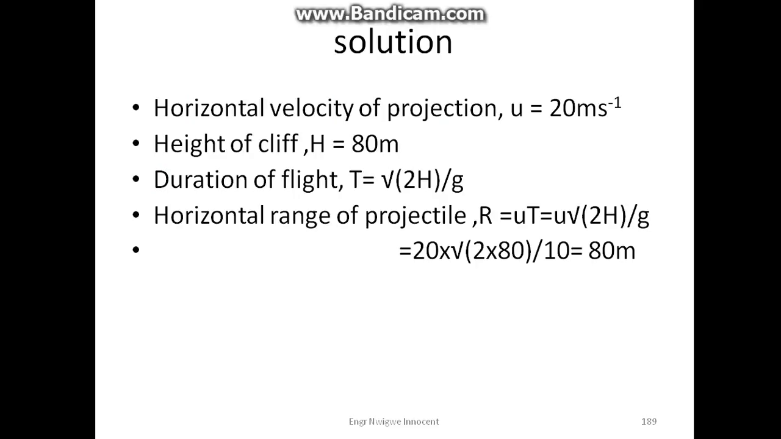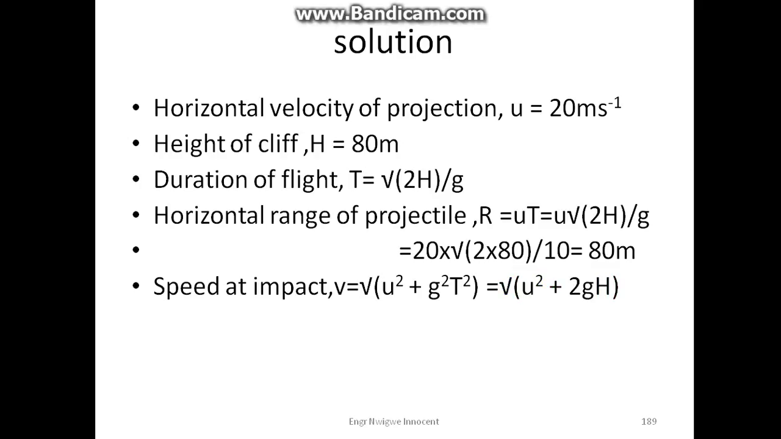which is equal to 80 meters. Speed at impact V equals square root of u squared plus g squared T squared, which is also equal to square root of u squared plus 2gH, which will now give us square root of 20 squared plus 2 times 10 times 80, which is now 44.72 meters per second.